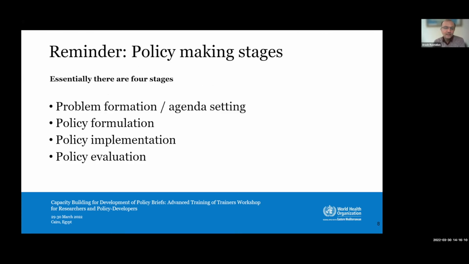The other reminder here is about the policy stages. So you remember the 4 stages. You've seen this slide so many times. I apologize for that, and they're coming all after each other, but it's important. The last stage is policy evaluation. So in that sense, that's the context.